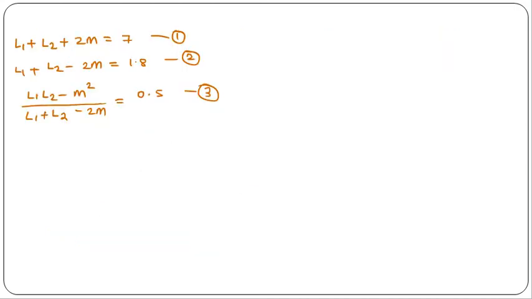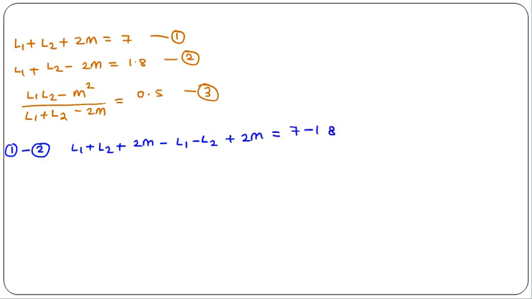So I have written all three equations together. Now we will subtract equation 1 and equation 2. If we subtract equation 1 and equation 2, then we are getting L1 plus L2 plus 2m, this will be equal to minus of L1 minus of L2. This will be plus 2m, and on the right hand side we have 7 minus of 1.8.